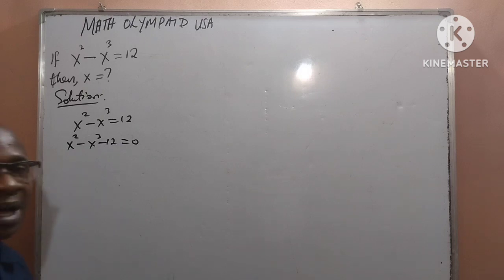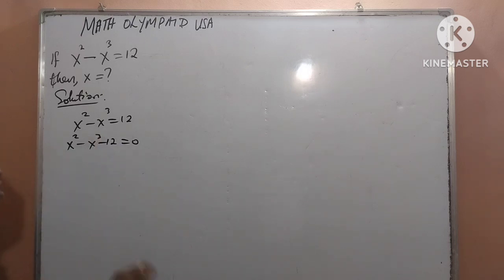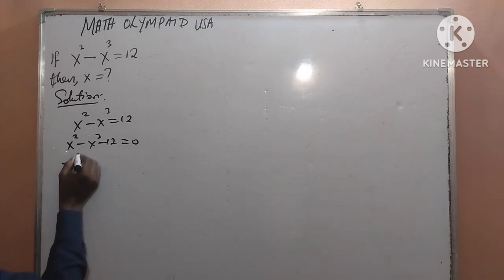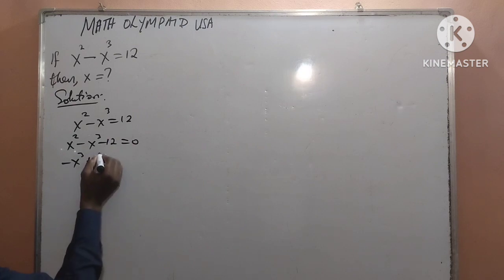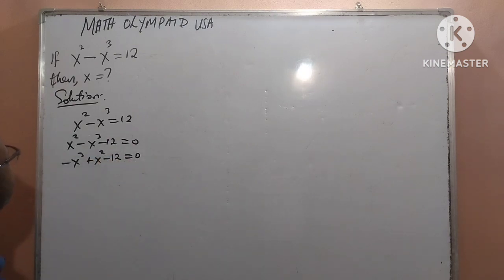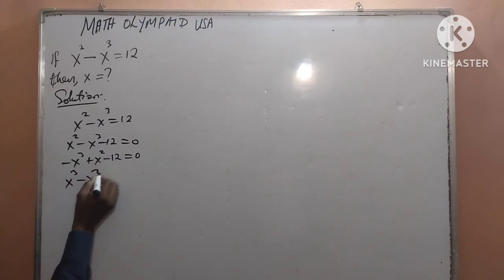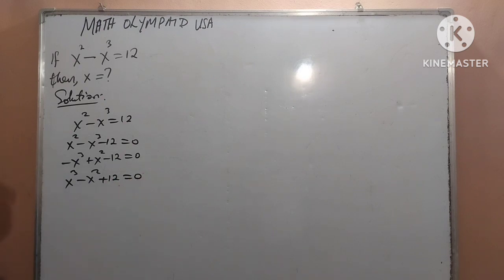Now, because x to the power of 3 is higher in degree, I want you to come to the front. That becomes minus x to the power of 3 plus x to the power of 2 minus 12 equal to 0. At this point, I want to multiply all through by -1, so that I can now have x to the power of 3 minus x to the power of 2 plus 12 equal to 0.